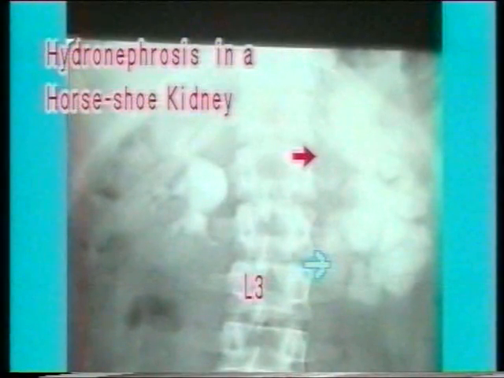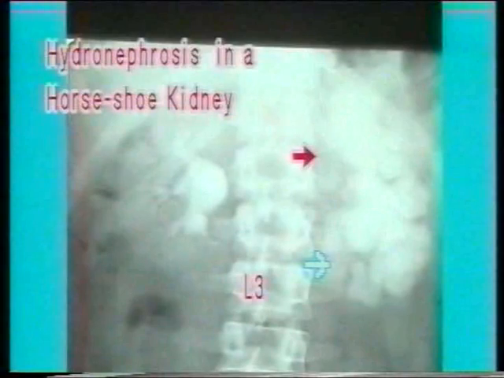Now observe the pelvis. On the right side, the characteristic mal-rotated pelvis is seen, and on the left side, dilated calyces due to hydronephrosis are seen. This is left-sided hydronephrosis in a horseshoe kidney.